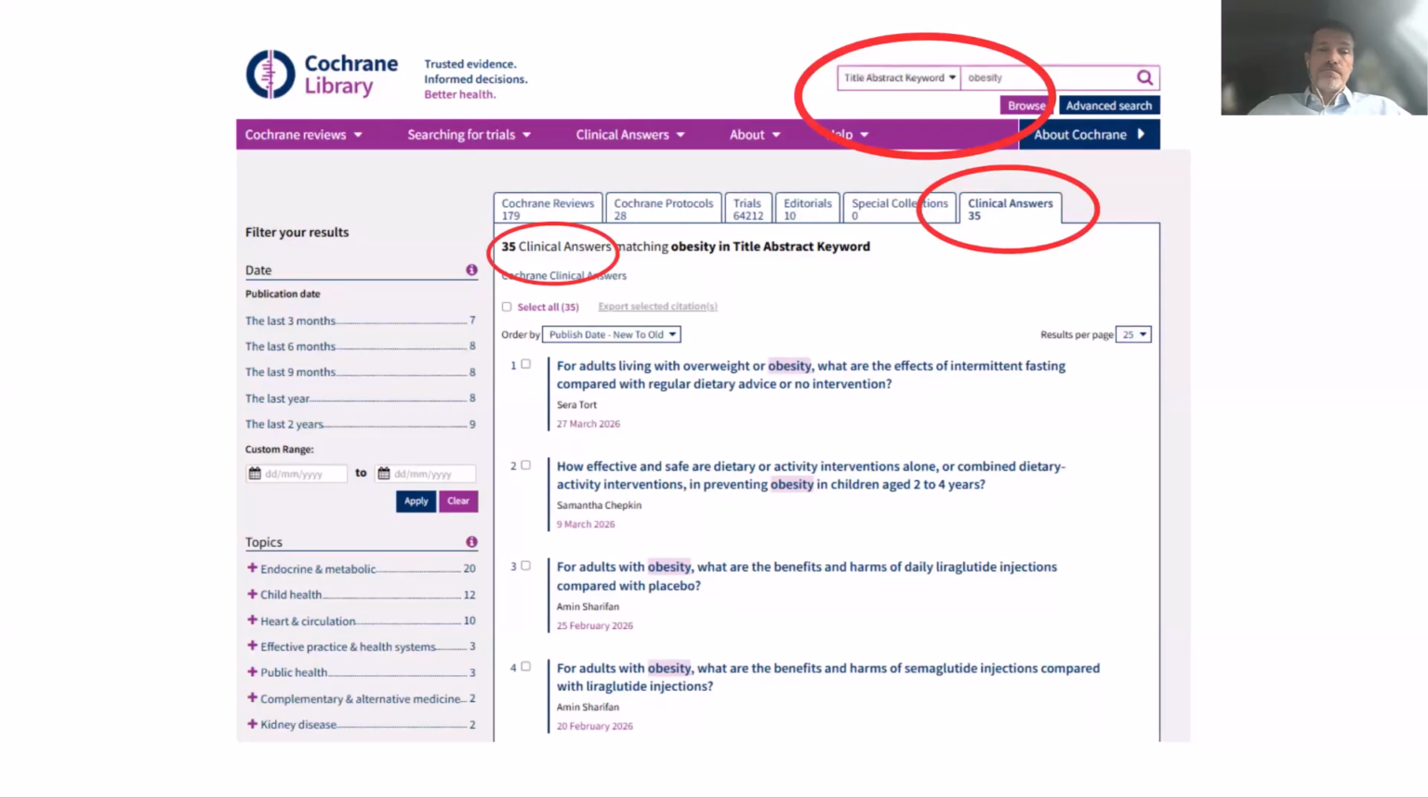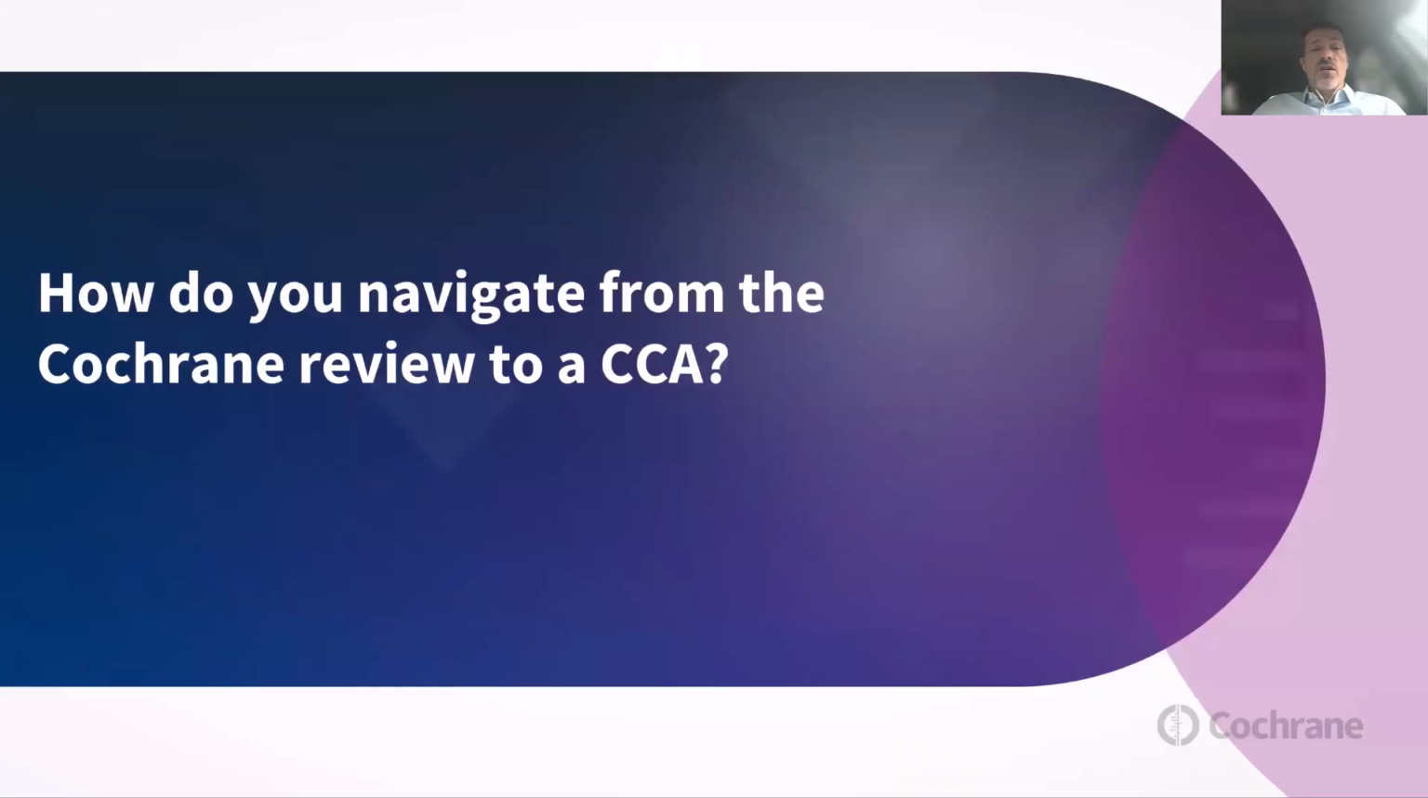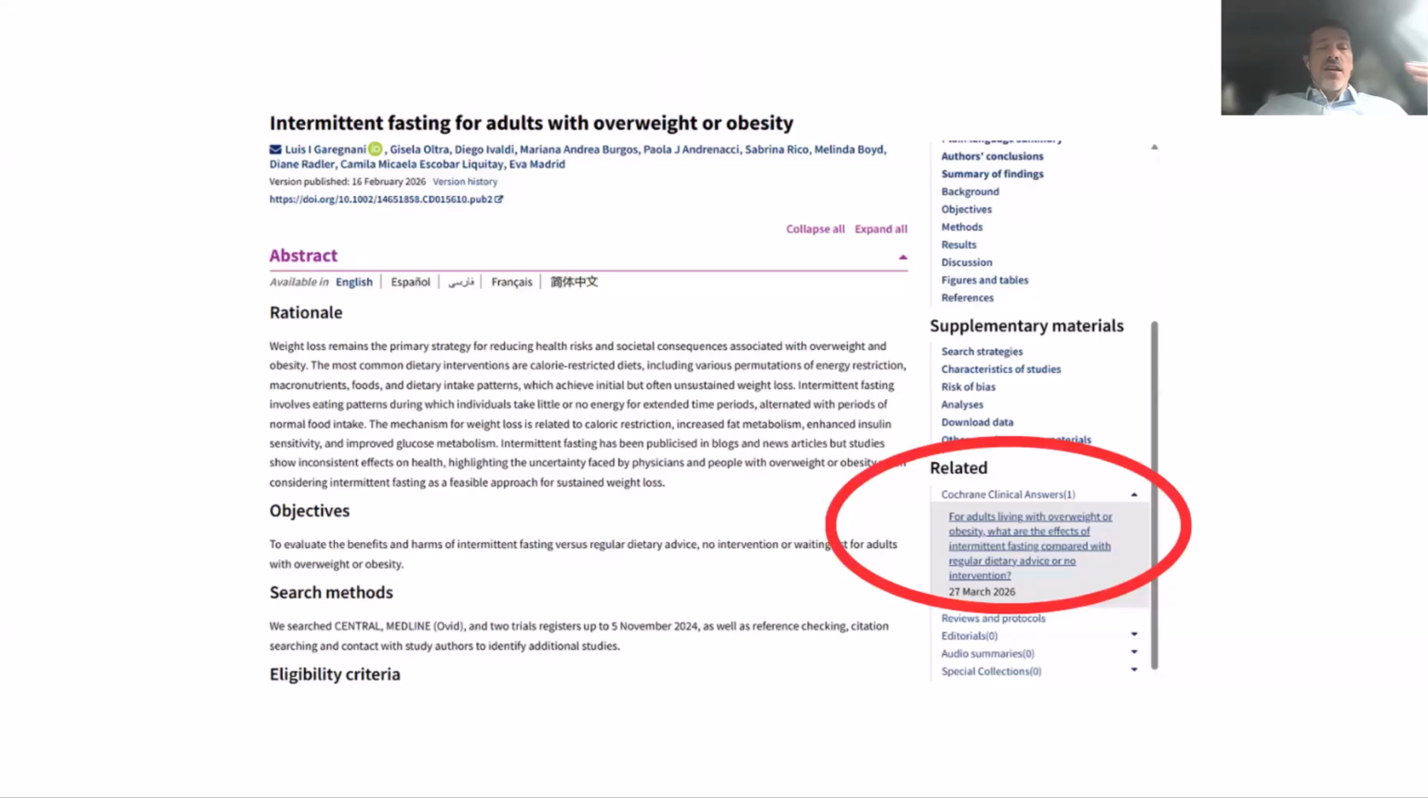When you know that it might be addressing something with that. The other thing to know is that when we create our titles for the Cochrane Clinical Answers, they are usually very closely linked to the title from the actual Cochrane review. So just so you're aware, when you're looking at a Cochrane review, you might wonder if there's a Cochrane Clinical Answer. Well, if you're in the Cochrane Library, you can quickly look on the side and find it. So this is getting into how you navigate from the Cochrane review to a CCA.